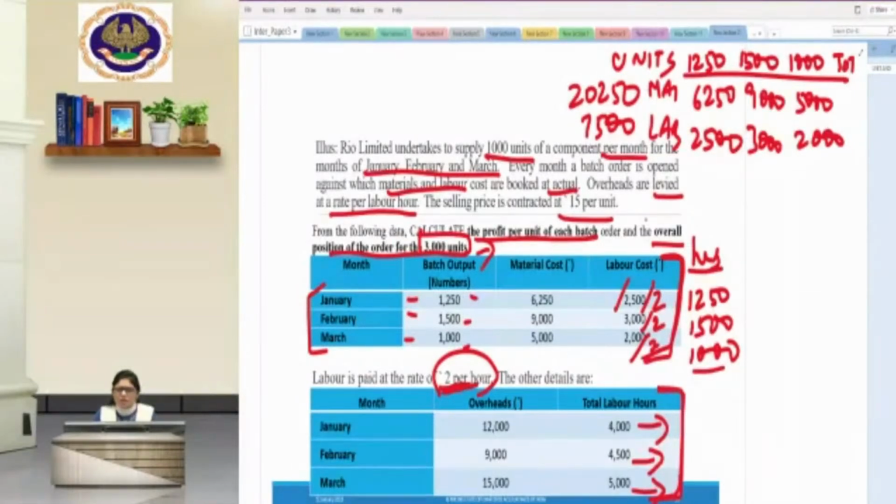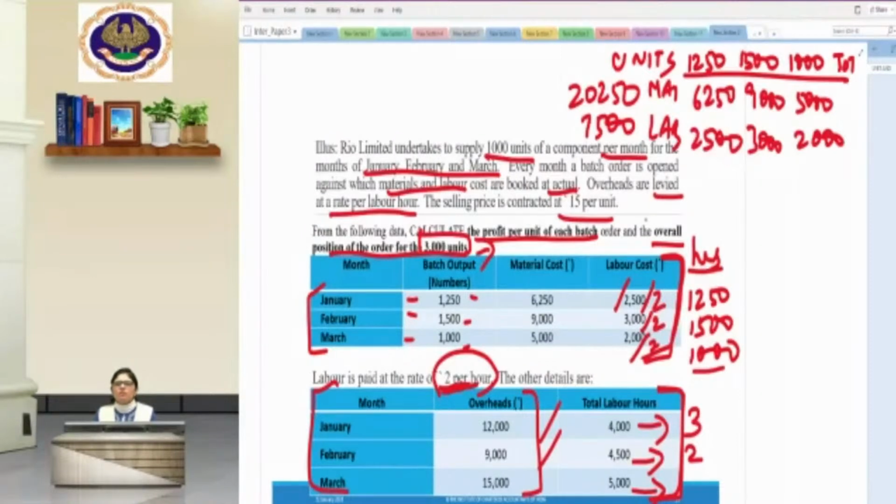From here, you will be calculating the overhead absorption rate. This information is to calculate the overhead absorption rate. Total overheads divided by labor hours. So 12,000 divided by 4,000. The absorption rate for the month of January is 3. For the month of February it is 2: 9,000 divided by 4,500.